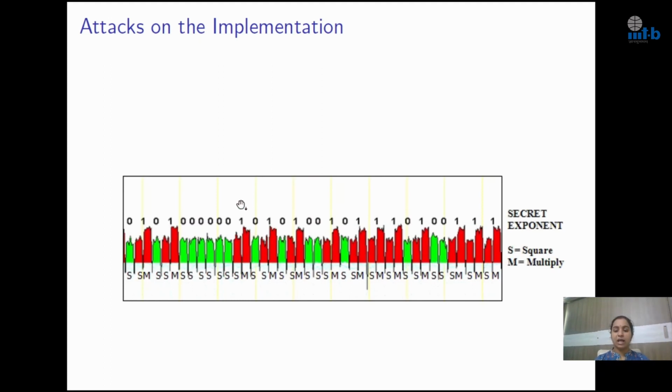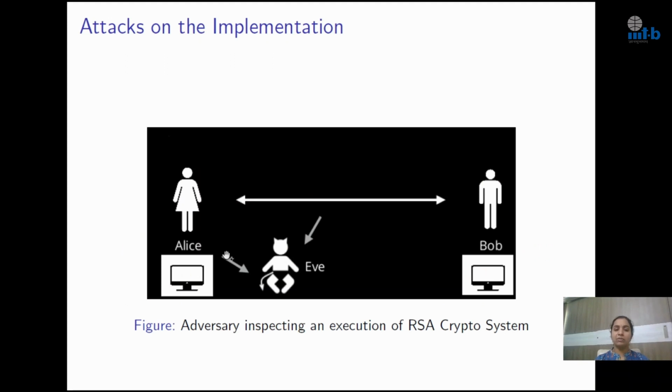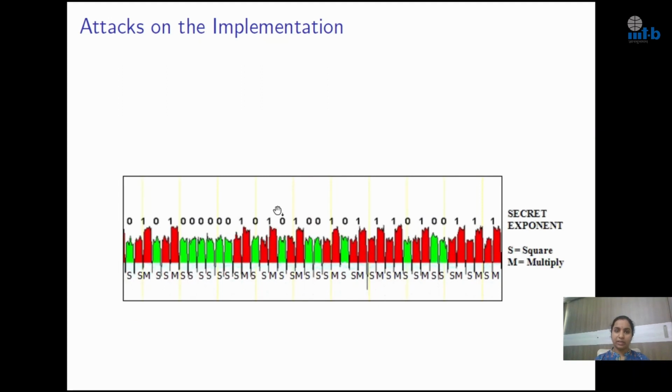So since the adversary has some sort of access to Alice's machine, he can get this information. This is nothing but the execution time related information, and he will try to correlate this timing information to decode the secret key, which ideally should only be known to Alice, but somehow Eve, by getting hold of this timing information, will be able to decode the key.